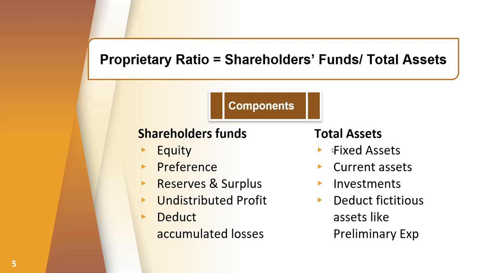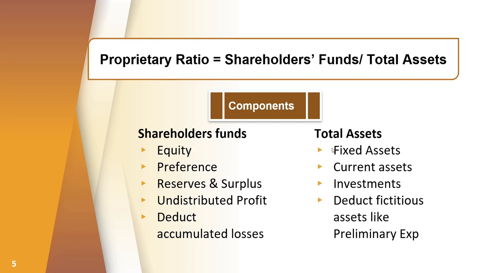The first one is shareholders' funds, which includes equity capital, preference share capital, reserves and surplus, and undistributed profit. From these elements, we have to calculate net worth. For that purpose, we have to deduct accumulated losses from it.